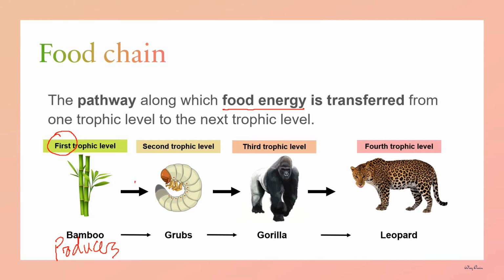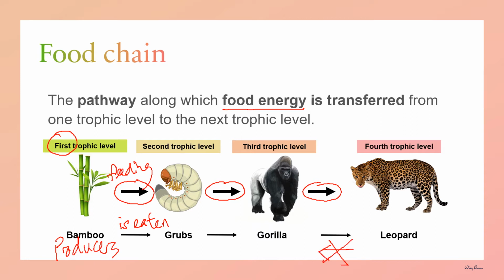The arrow shown in a food chain represents the feeding relationship, which is always one way. This means the bamboo is eaten by grubs, and the grubs are eaten by gorilla, and gorilla is eaten by leopard. But not another way around. This is impossible.